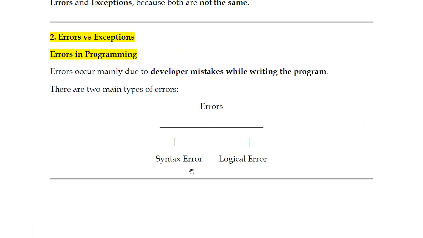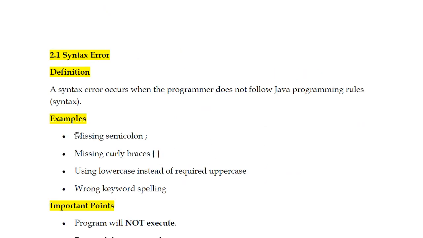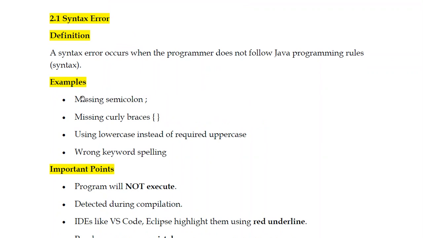So what are the two types of errors? Syntax error and logical error. Syntax errors occur when the programmer does not follow the Java coding standards. For example, a missing semicolon, a missing curly brace, not using proper method names, uppercase or lowercase, or keyword spelling. Due to this, the program will not execute; it will give the error at the compilation stage itself.